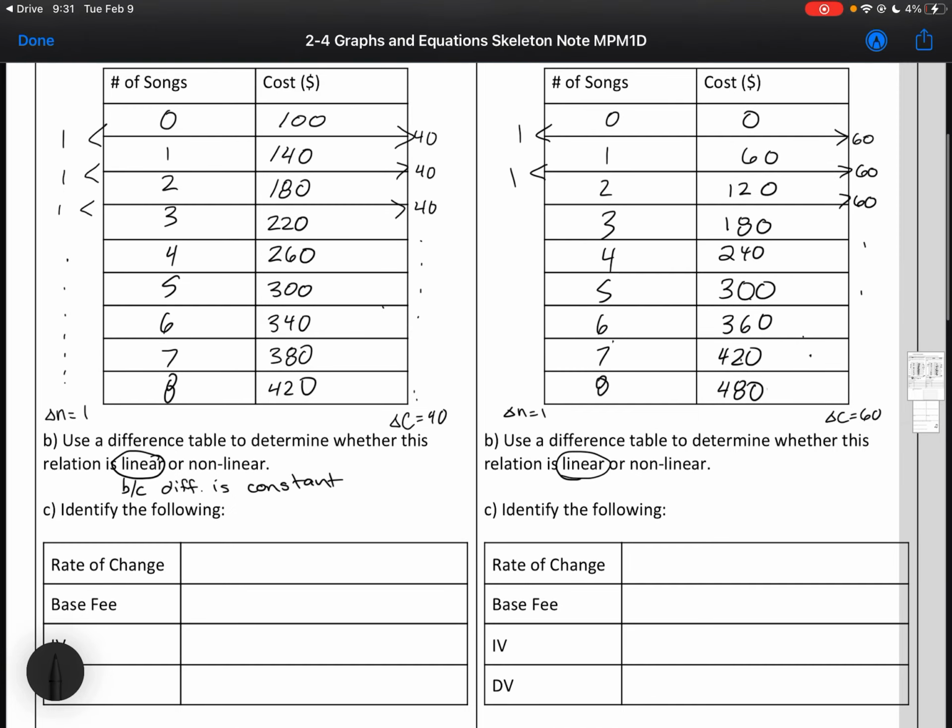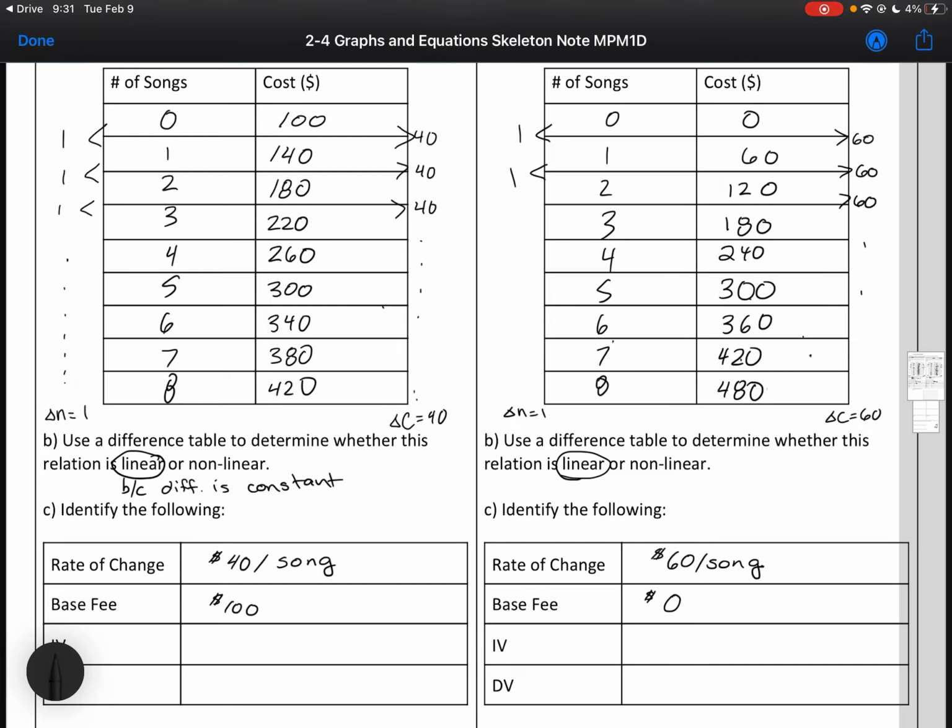So now we're going to identify some things about both relationships. The first one is the rate of change. This would be your cost per song. In the Beyonce example on the left, my cost per song is $40 per song, and the units are important. For Lady Gaga, my rate of change is $60 per song. The base fee for Beyonce is $100. The base fee for Lady Gaga is 0.